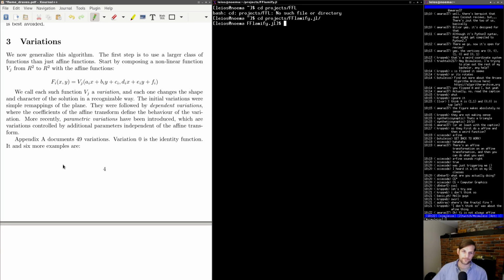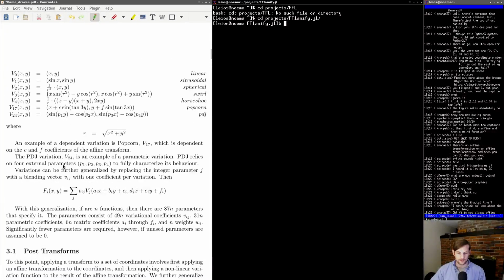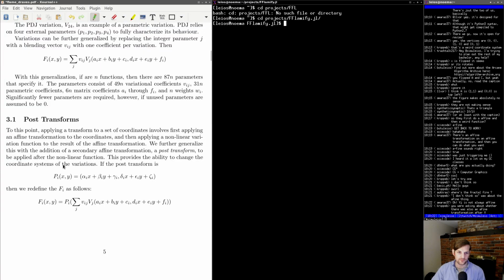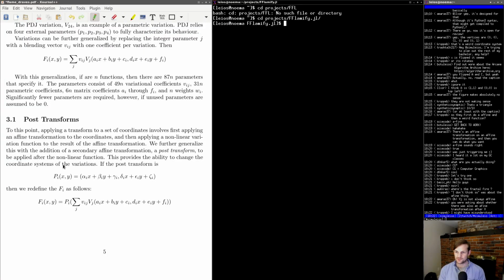So, okay. You were asking whether there is also an affine transformation after V. Yeah, so there definitely is. Right, so that's the post transformation. To this point, applying a transformation to a set of coordinates involves first applying an affine transformation to the coordinates and then applying a nonlinear variation function to the result of the affine transformation. We further generalize this.